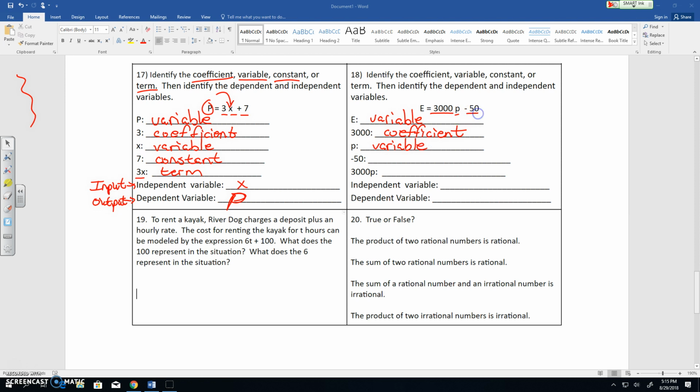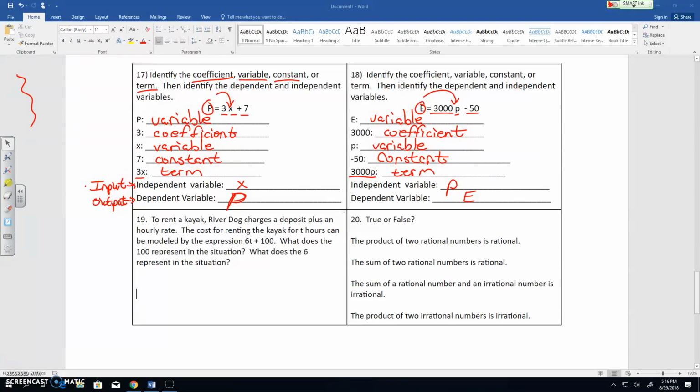Negative 50 is a number by itself, which is known as a constant. This is working out perfect. And then we have 3,000p, which obviously would be a term. Now, independent and dependent. Once again, remember, input and output. So here the input, what we would substitute in, would be for P. And then what we would get out of it, or the result, would be E, the output.